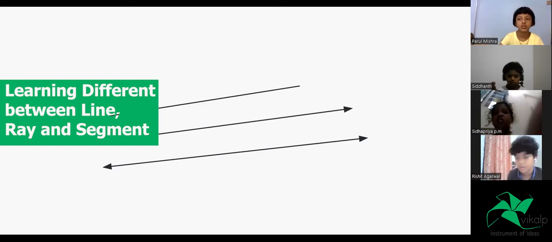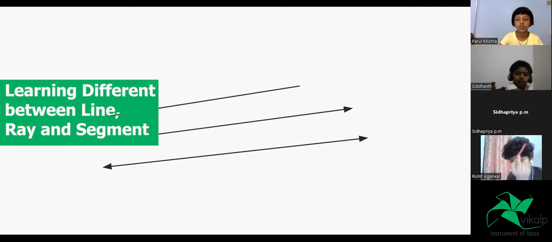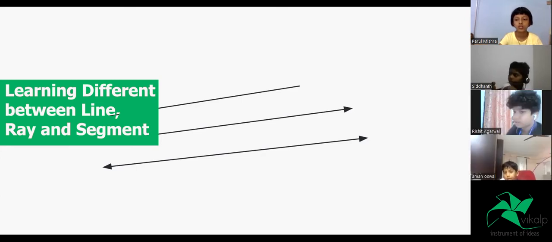Okay? Yeah, this one is called a ray. Yeah, very good. How did you know? Why is it called ray? Because it starts from one side and goes endless. Endless. Arrowhead means endless. And this is a segment.